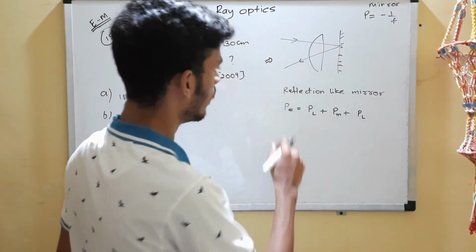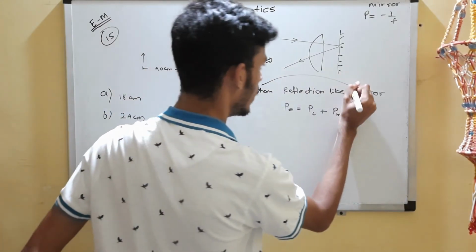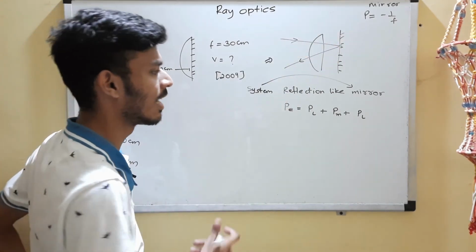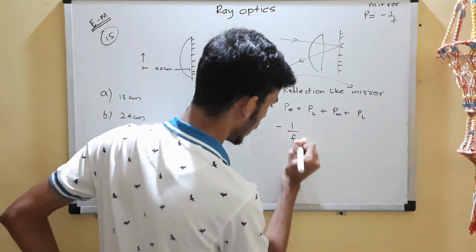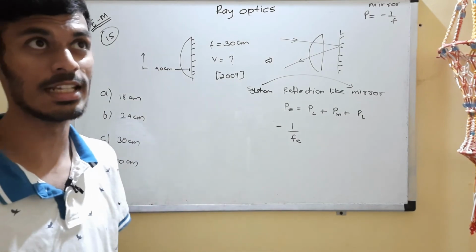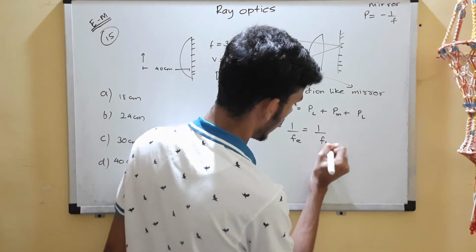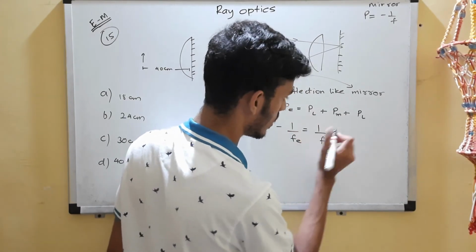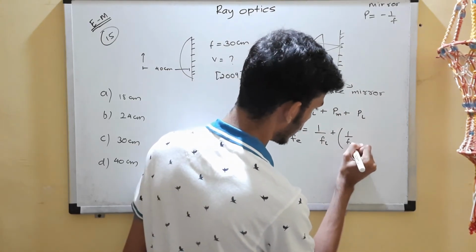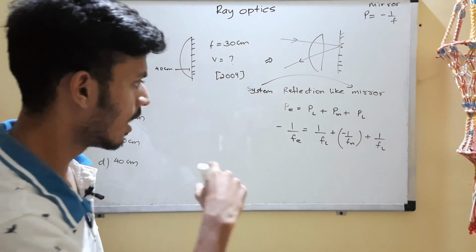Here we know that the final system acts like a mirror, so the equivalent system is acting like a mirror. So the equivalent power can be written as minus 1 upon Fe, because it is acting like a mirror. Now for the lens, the power is 1 upon Fl. Again we have a plane mirror, and for a plane mirror we get this with a minus sign, because it's a mirror, and then again we have this for the lens. Now just solve it.